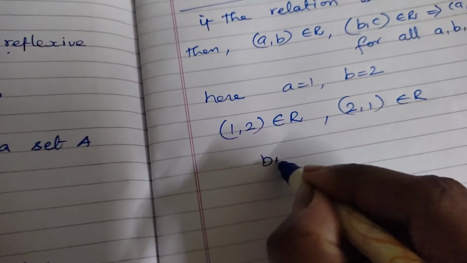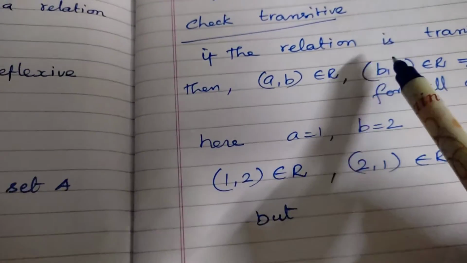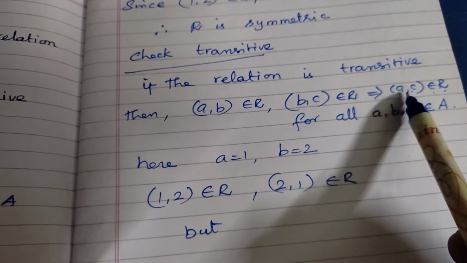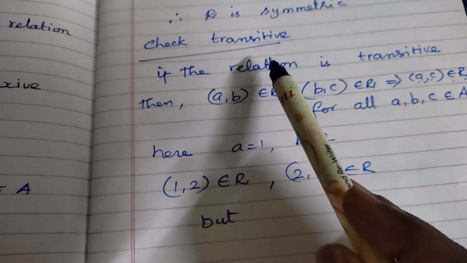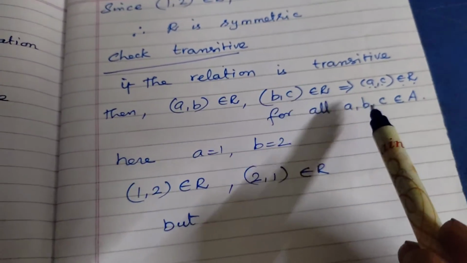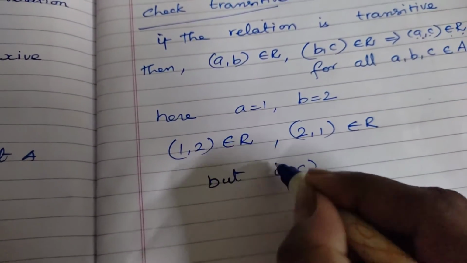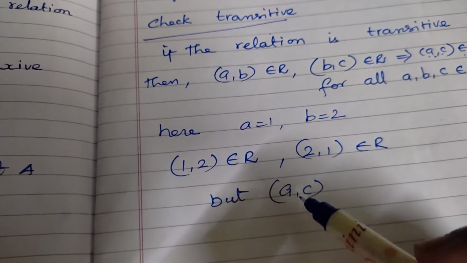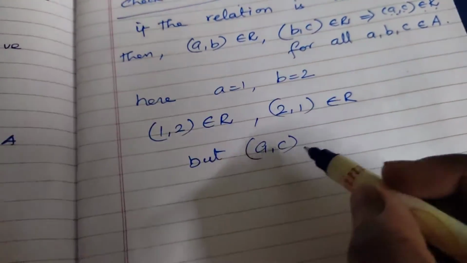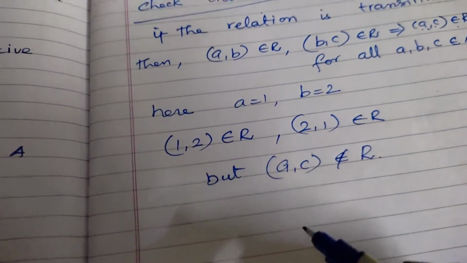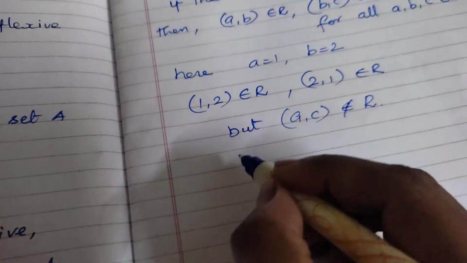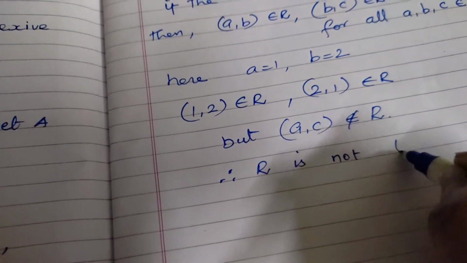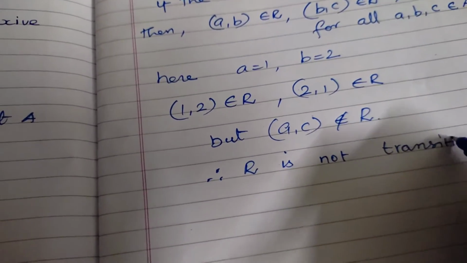But what we have to prove here is the third one, (a, c) belongs to R. Then only we can say that this relation is transitive. But for (a, c), there is no third pair in the relation. Therefore, (a, c) does not belong to R. Therefore, R is not transitive.